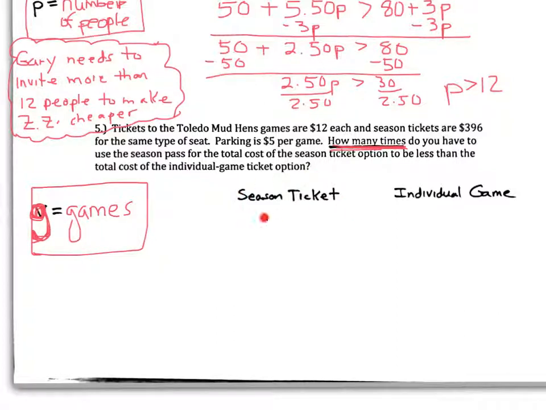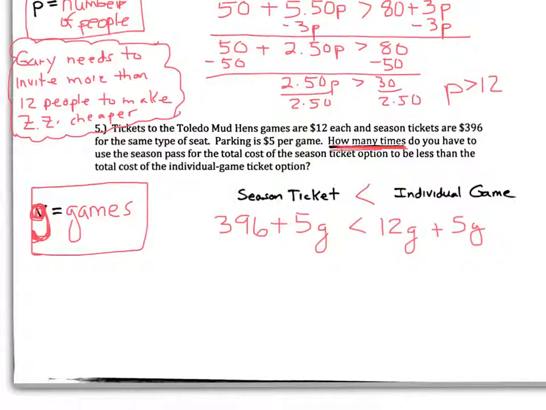Now we're comparing season tickets to the individual game. And we want to know, when will the season pass be less than? So we want the season pass to be less than the individual game tickets. Alright, season tickets, how much are they? Yep, $396. Now that's not it. You also have to pay for parking. So this gets you your tickets, but you also have to pay for parking, $5 a game. So add in $5 per game. Now, if you just buy your ticket individually, one ticket at a time, it's going to cost you $12 each. So $12 every time you go. But don't forget, you also need to park, which is $5 a game. So season tickets plus parking, regular ticket plus parking.